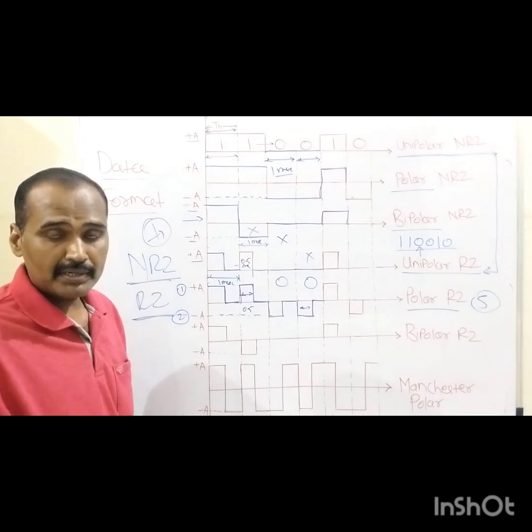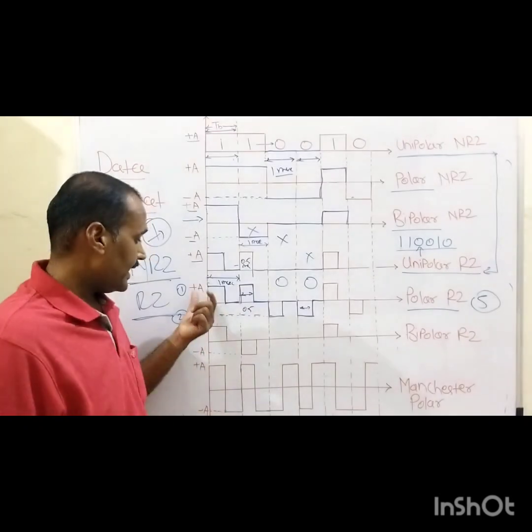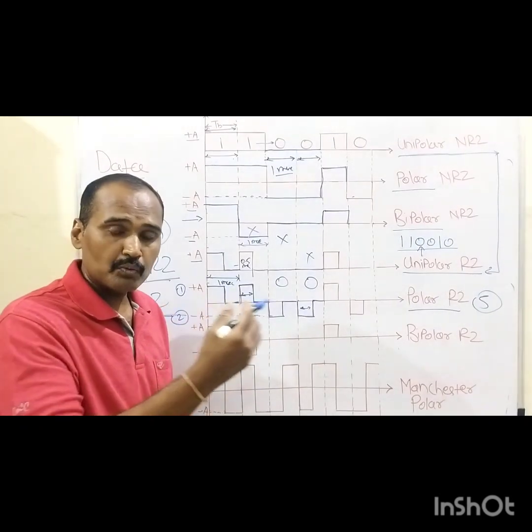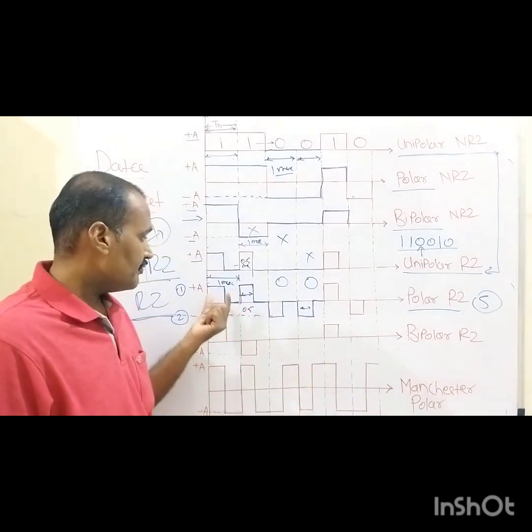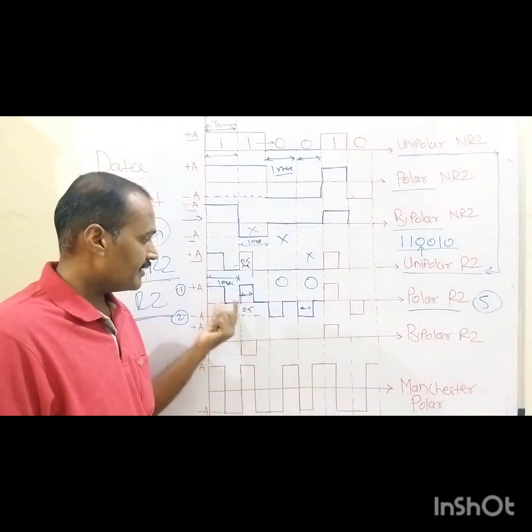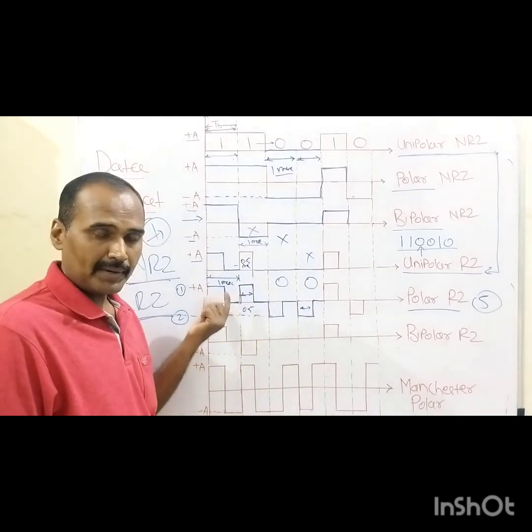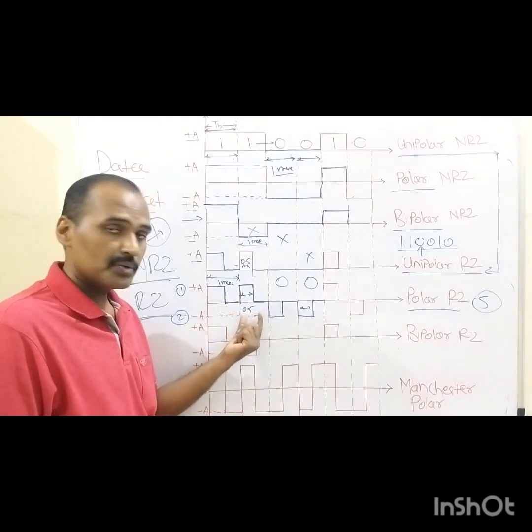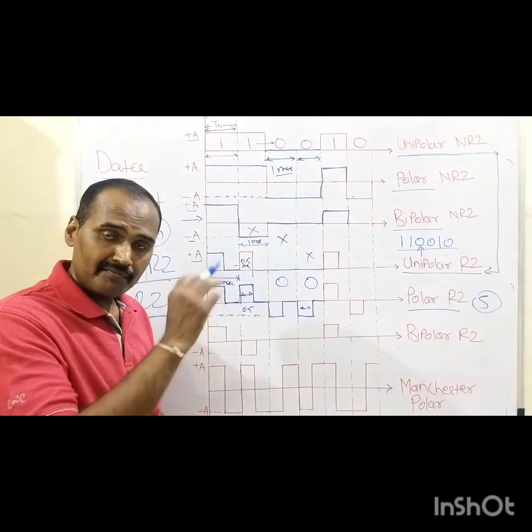and binary 0. But the difference is what? This plus A and minus A volts, these two identical voltages are being assigned only for the first half bit duration, for binary 1 and for binary 0. For binary 1 it is plus A volt, for binary 0 it is minus A volt. For the remaining half it is 0.